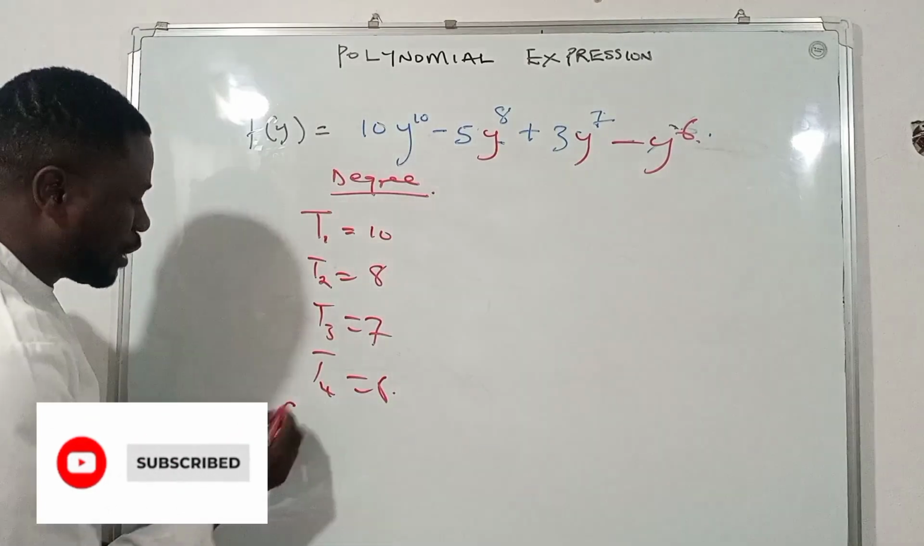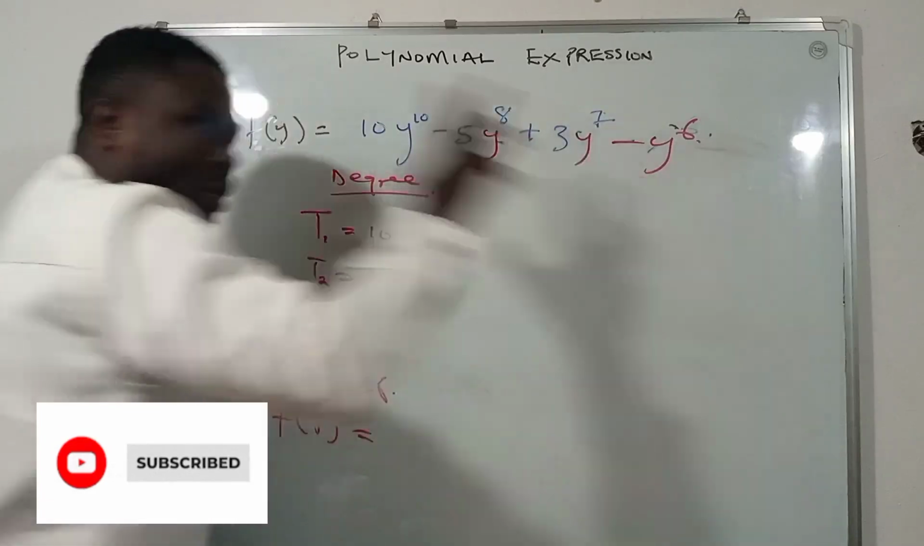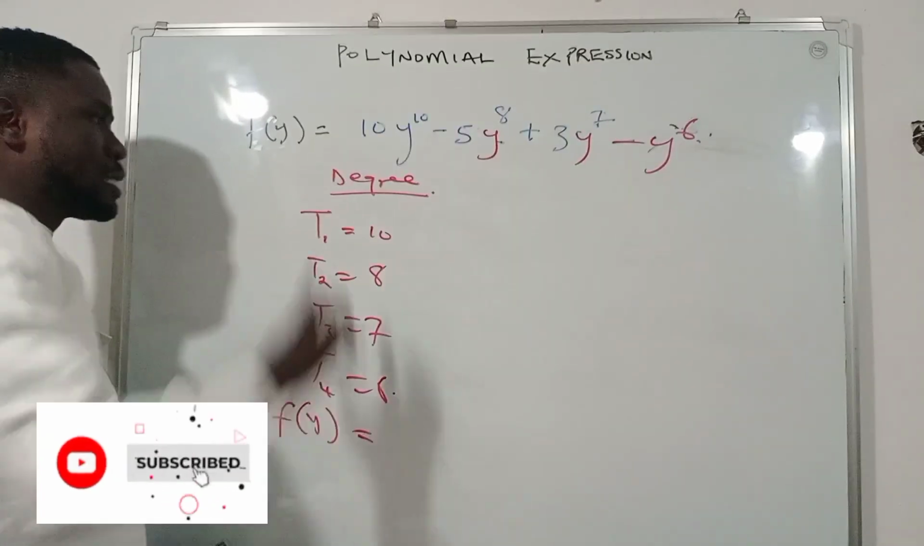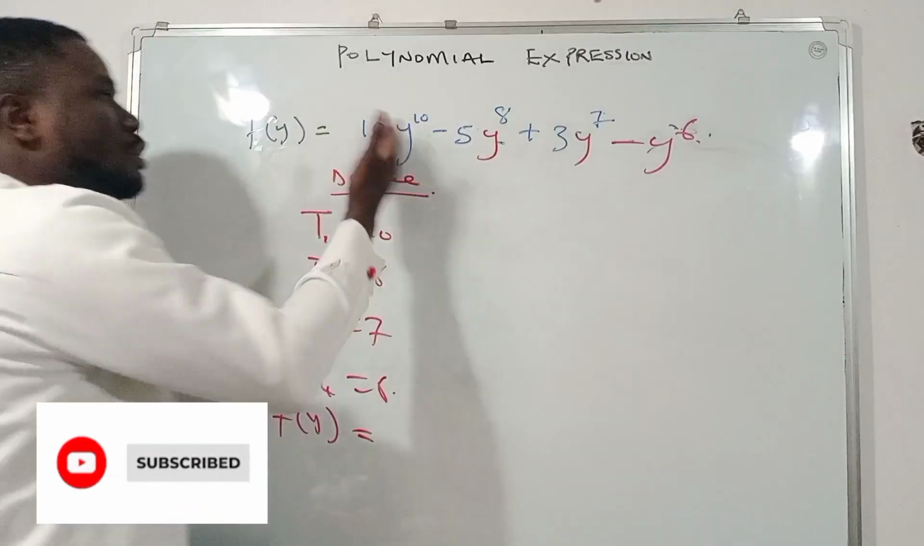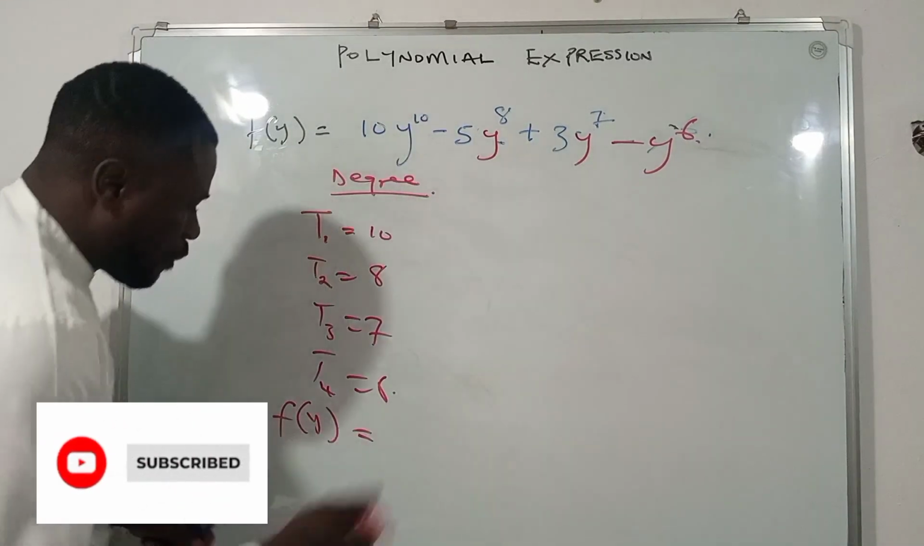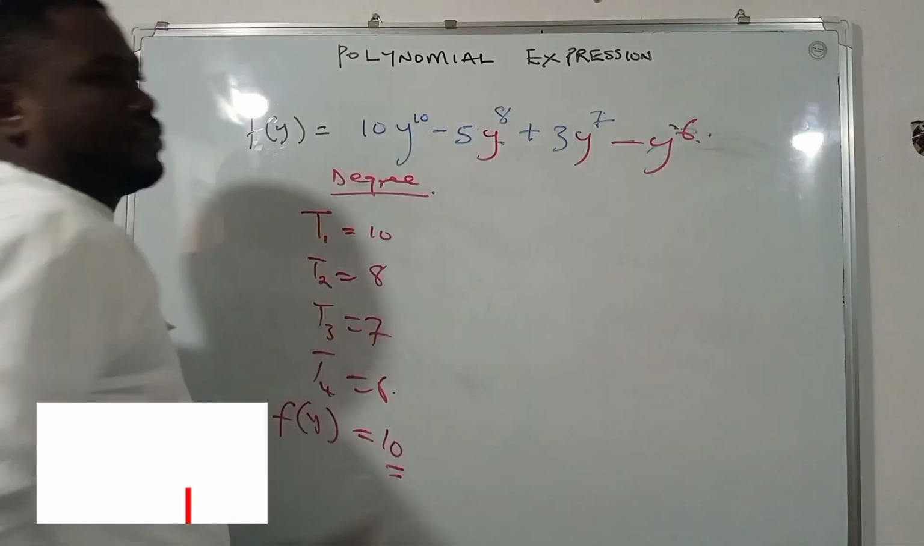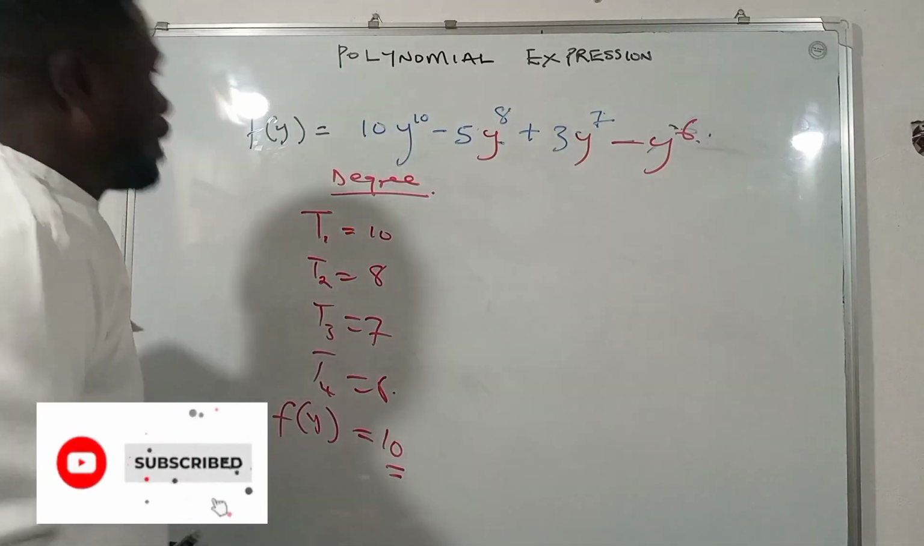Now when we are looking for the degree of the entire expression, we say it has to be the highest power. Which of the powers here is the highest? Of course, it's 10. Therefore, 10 becomes the degree of the entire expression. Now let's take another one.